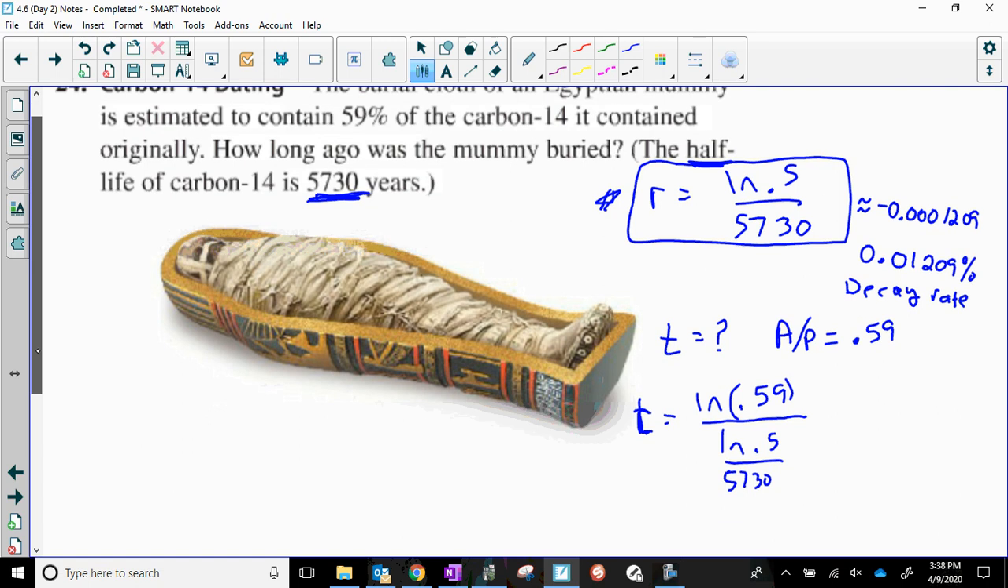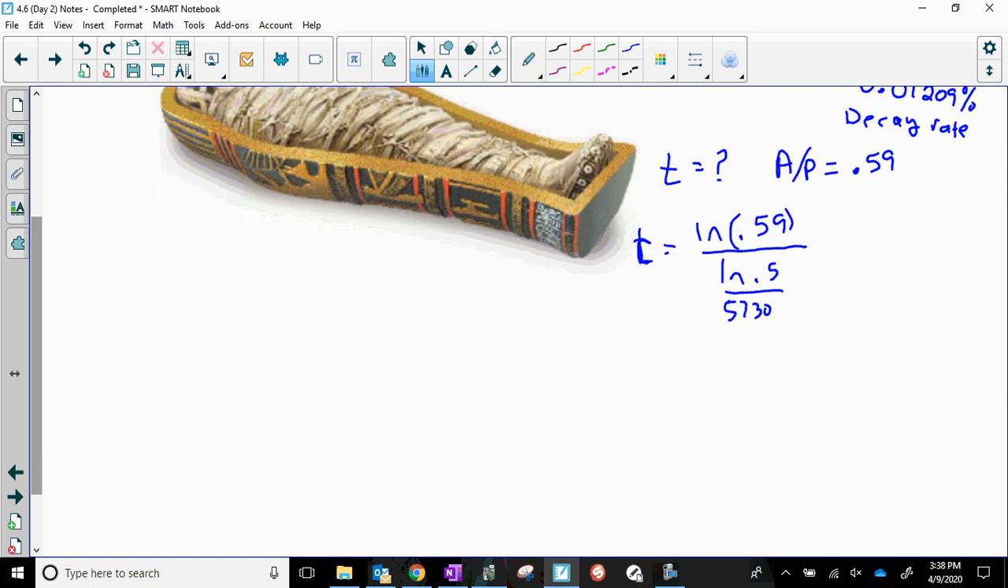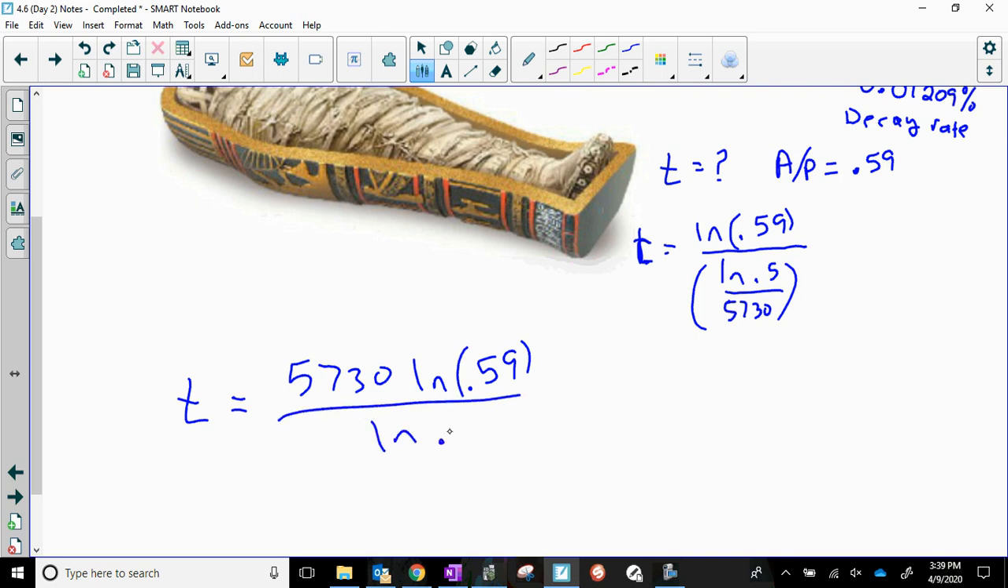So I alluded to doing this really quickly on the last couple of problems where you didn't have to show all the work because you don't have to. Now, if I want to clean it up, make it easier to type in the calculator, I might just multiply by the reciprocal of this denominator. So 5,730 natural log of 0.59 over the natural log of 0.5 or a half will give me the amount I need.